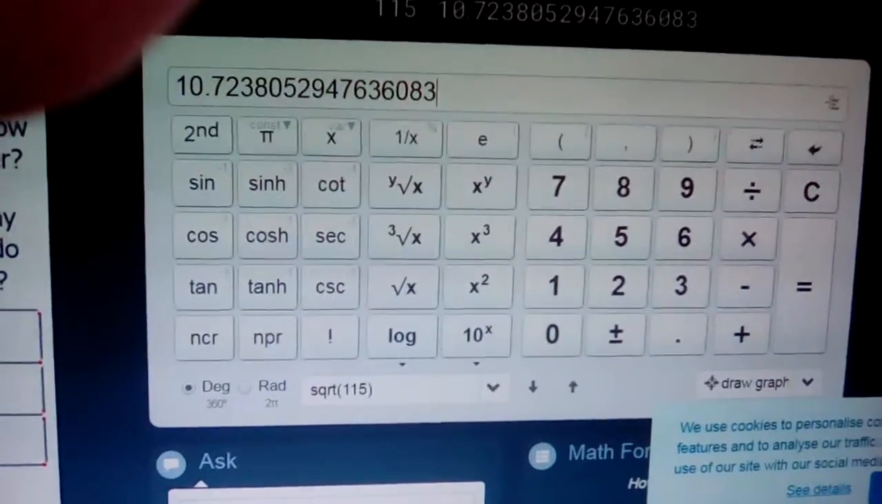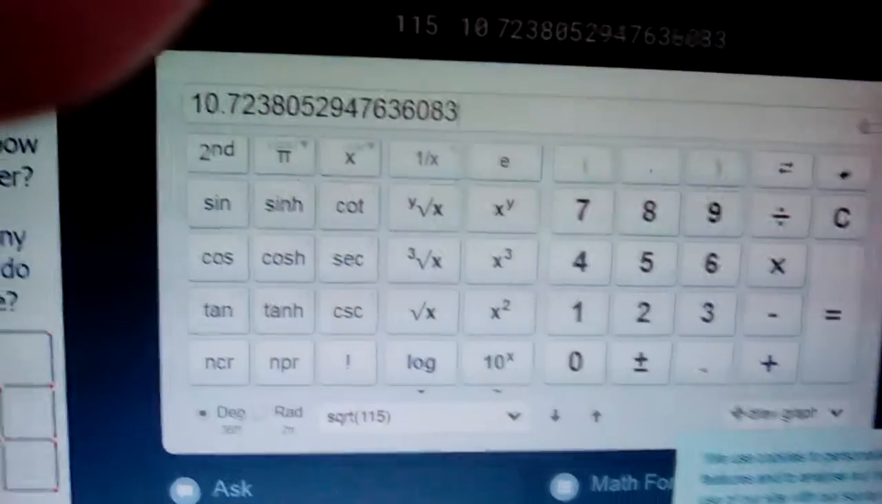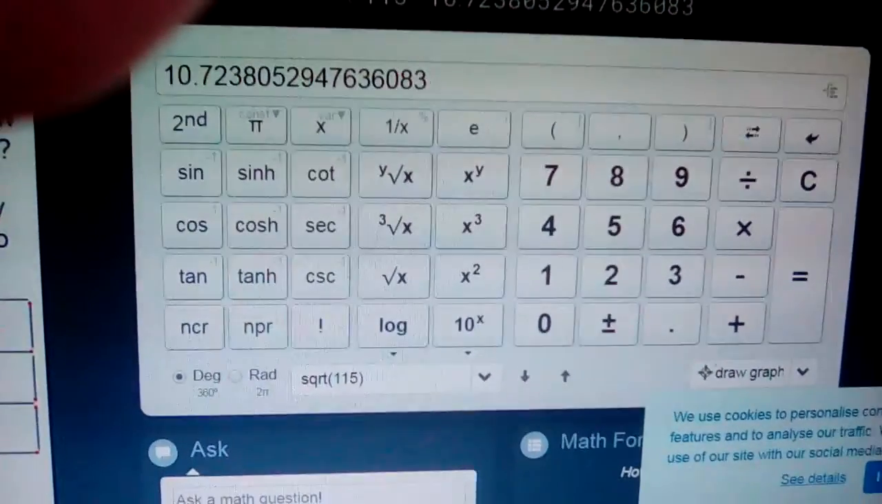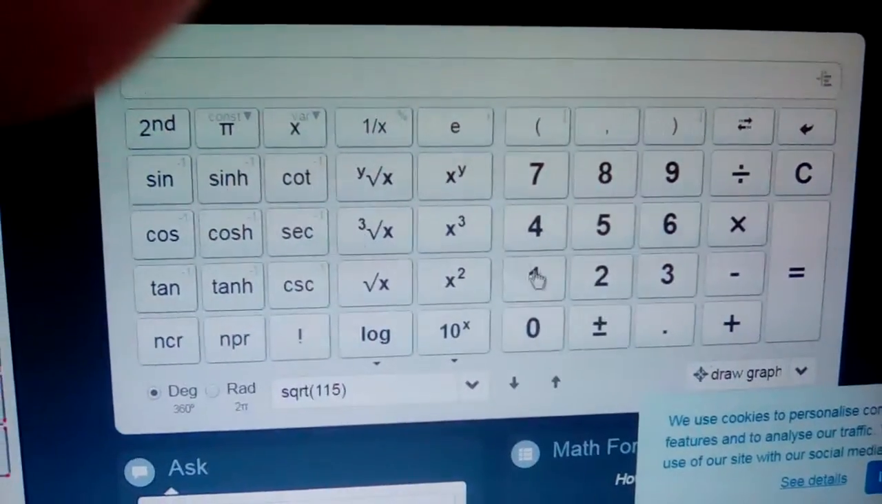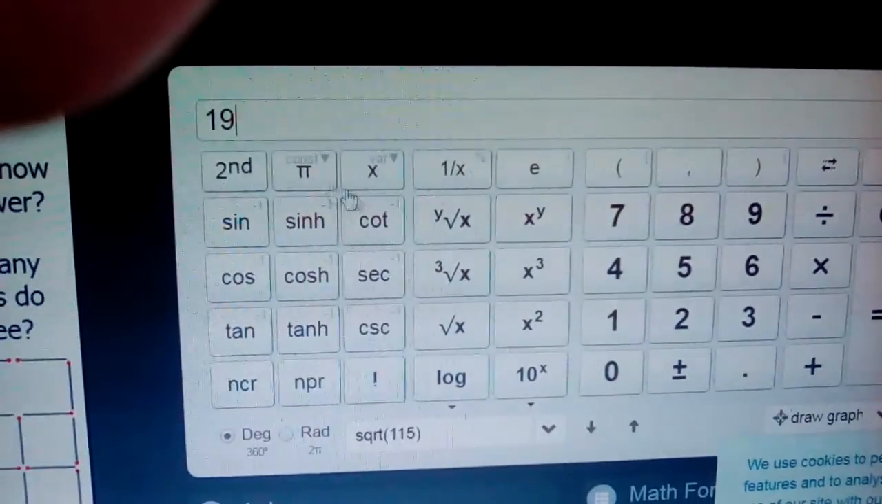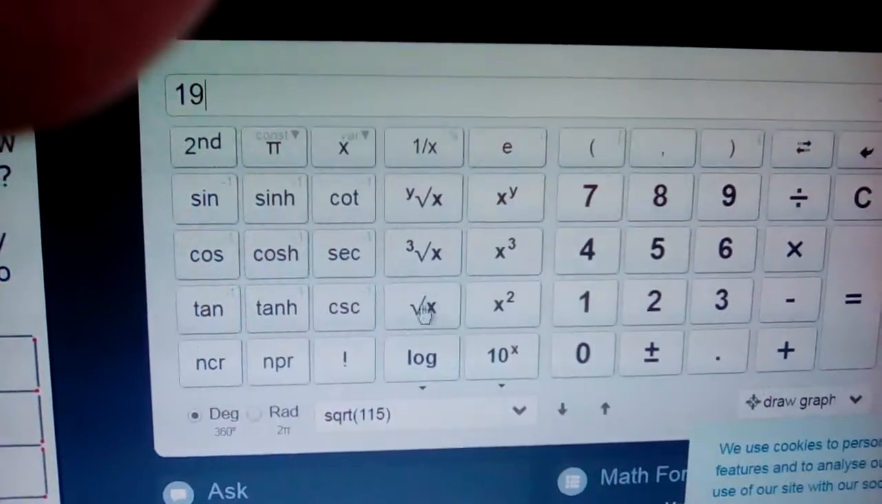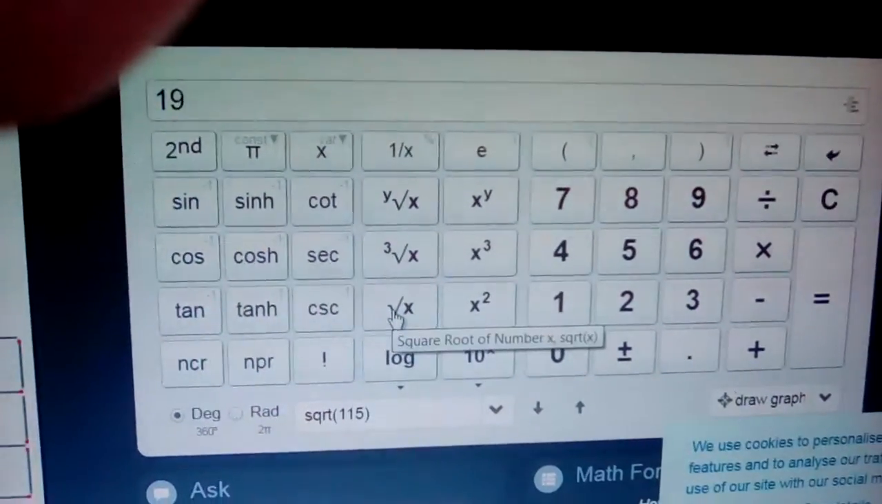So I like to use that one a little bit more, but then just a regular calculator. So I want to type in 19. Oops, I've got to get rid of all my numbers up there. 19. Okay, so there's my 19, and this little button right here is going to be the square root. If I click on it, it actually says square root of number x, okay?